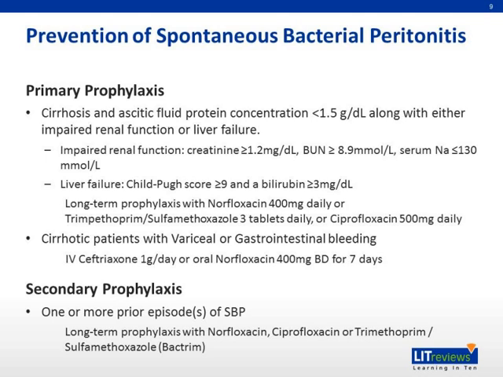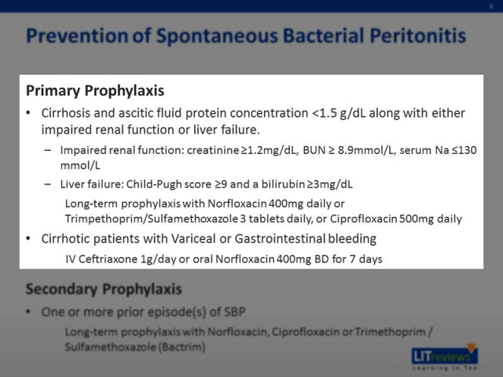So what can be done to prevent spontaneous bacterial peritonitis? Primary prophylaxis refers to a patient who has not had SBP before, but has an increased risk of SBP due to ascitic fluid protein concentration less than 1.5 grams per deciliter, together with either impaired renal function or liver failure. Impaired renal function is defined as follows, and liver failure is classified as follows. Long-term prophylaxis is recommended with norfloxacin 400 mg daily or ciprofloxacin 500 mg daily or Bactrim 2 tablets daily.